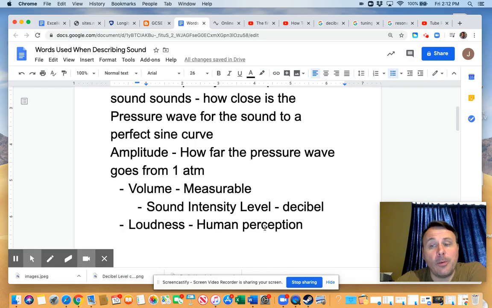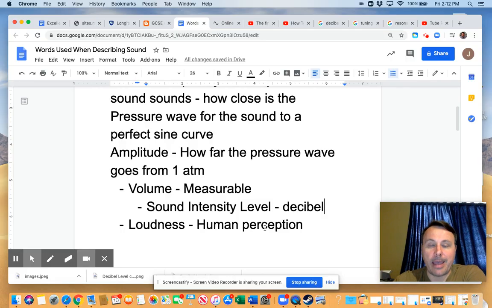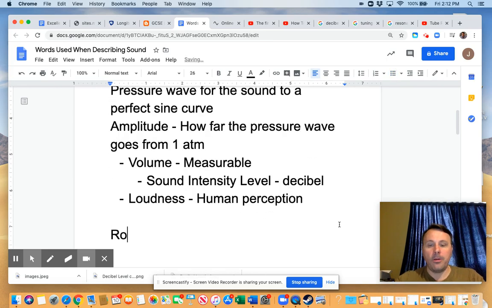Loudness, though, is the human perception of it. Two things can have the same volume, but one might sound louder to us than others. And that's sort of weird. And there's a reason for that. And it has to do with something that we've talked about before. And a word that we've talked about before was resonance. Who remembers what resonance was?